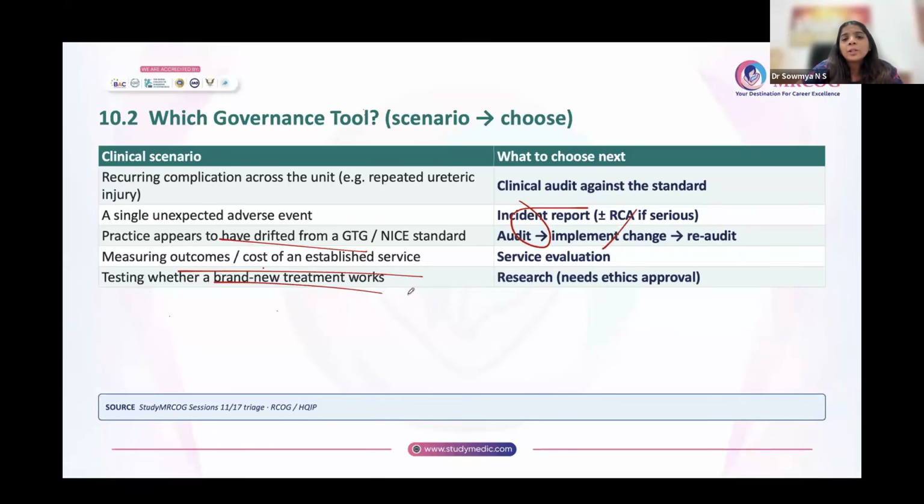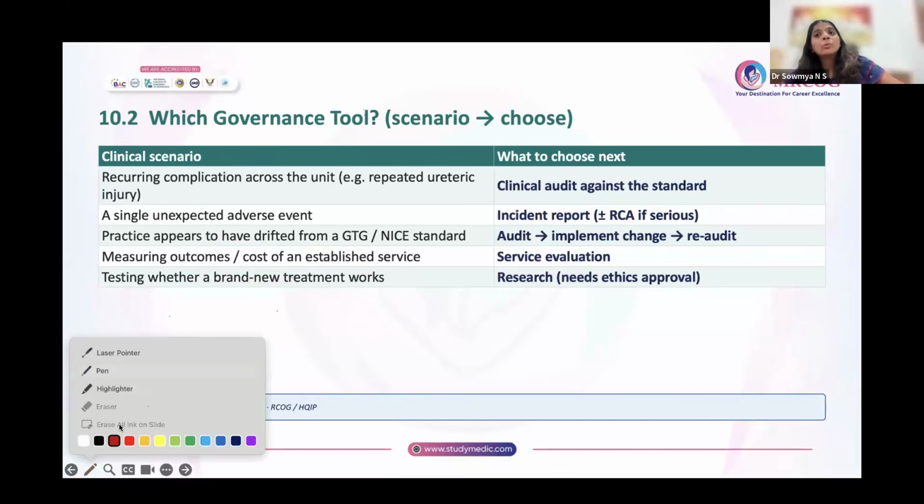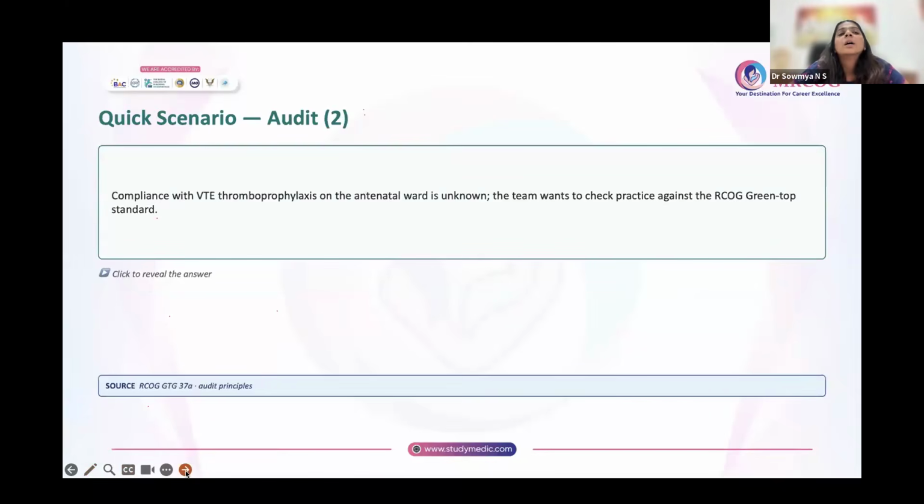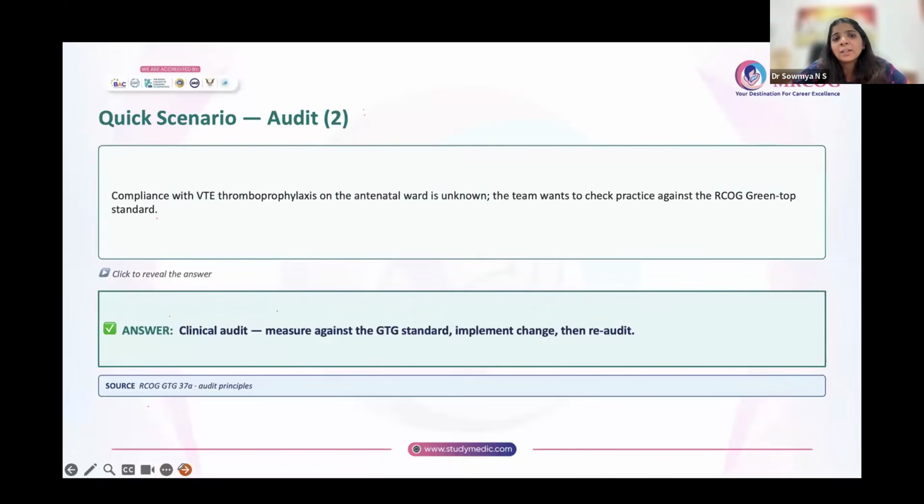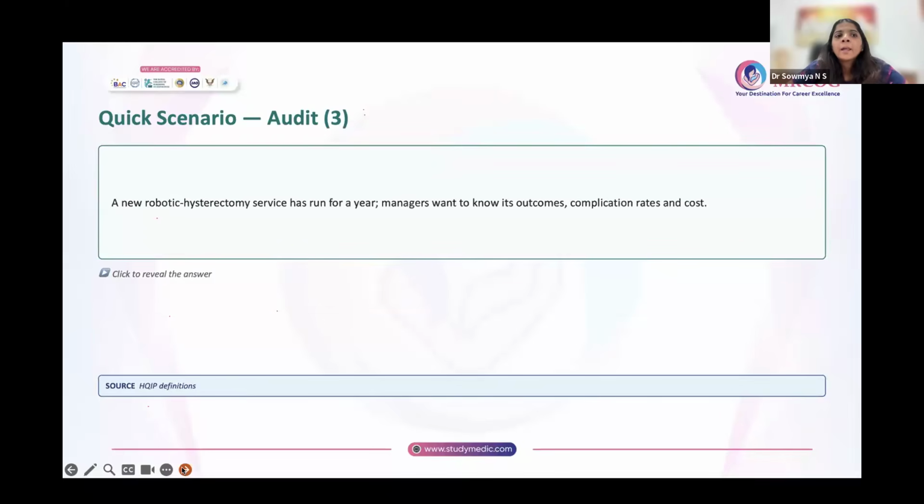Testing whether a brand new treatment works is research. I mean, you have got a newer drug for diabetes, you have to do it on the patients. That is research, and of course that is all dependent on ethical approval and so forth. Now, I think this is something which you guys already know, so I am moving on. It's a clinical audit where you are going to check the VTE protocol, how well it is doing. You want to check the practice against the standard one.